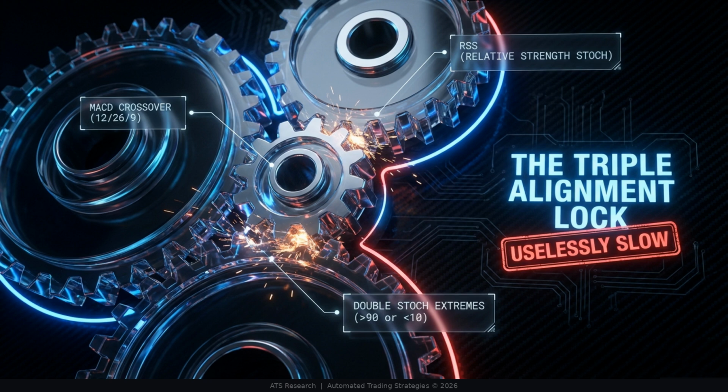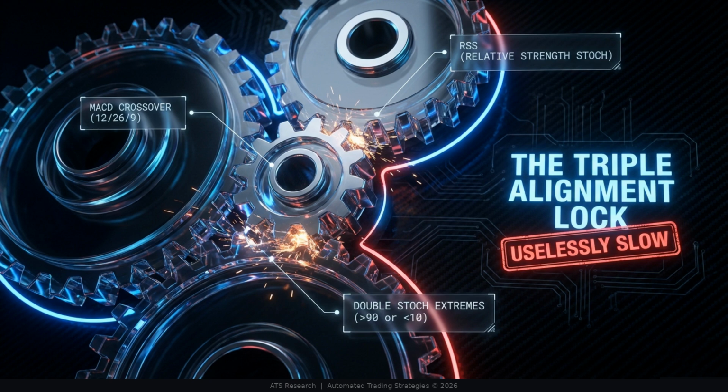Got it. So that's your basic trend confirmation right there. Right. But then we layered on RSS, that's relative strength stochastics, and then a double stochastic that we applied to that RSS. Wait, a derivative of a derivative? Exactly. And here's the kicker. It only triggers at the absolute extremes. It has to be over 90 for a long or under 10 for a short.